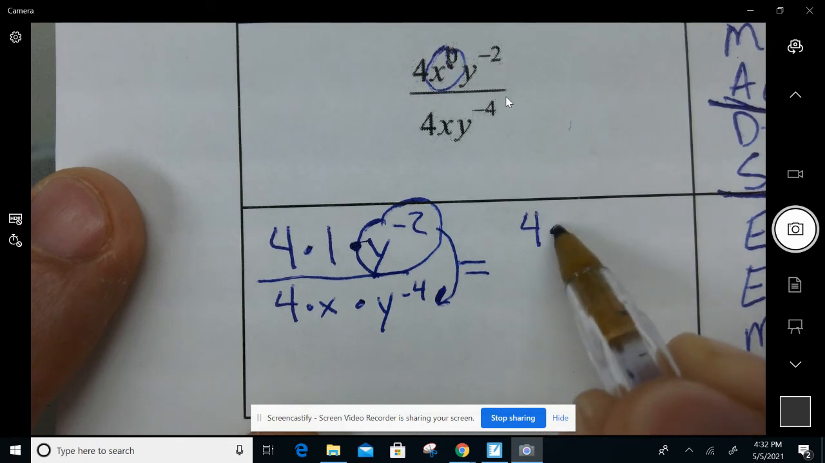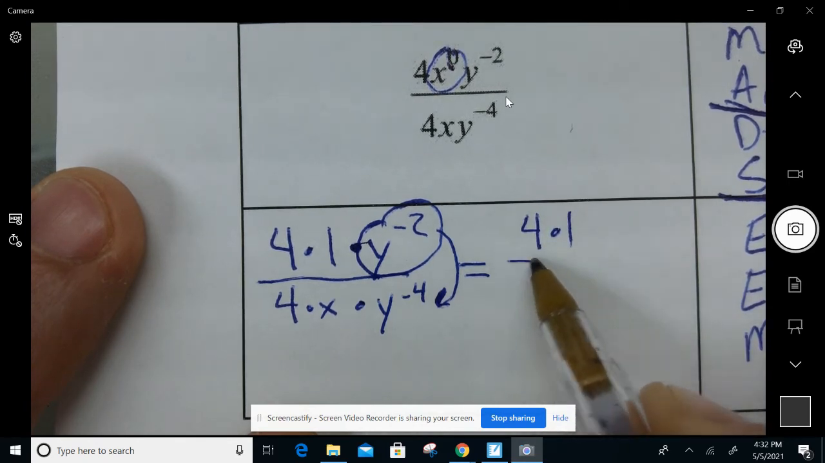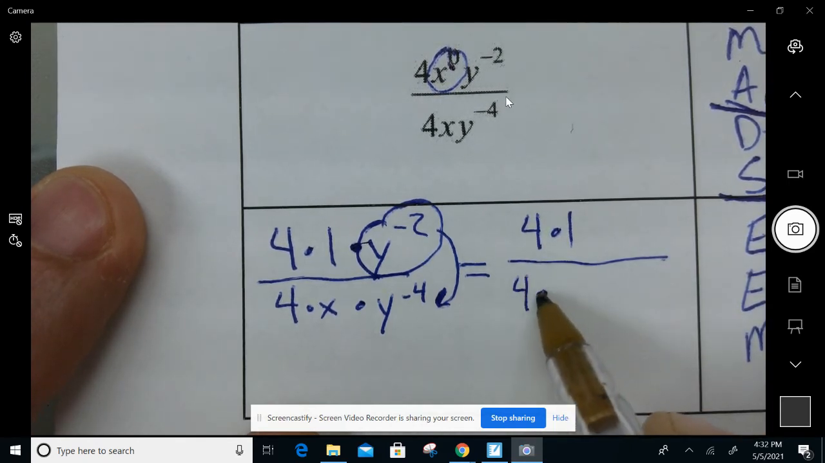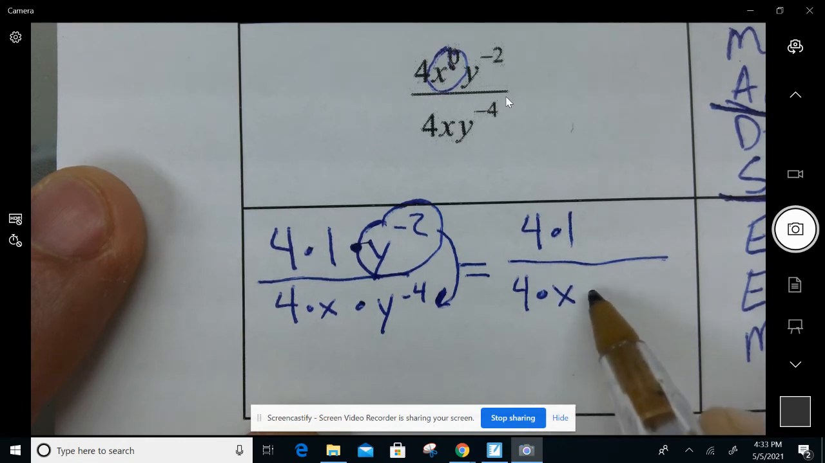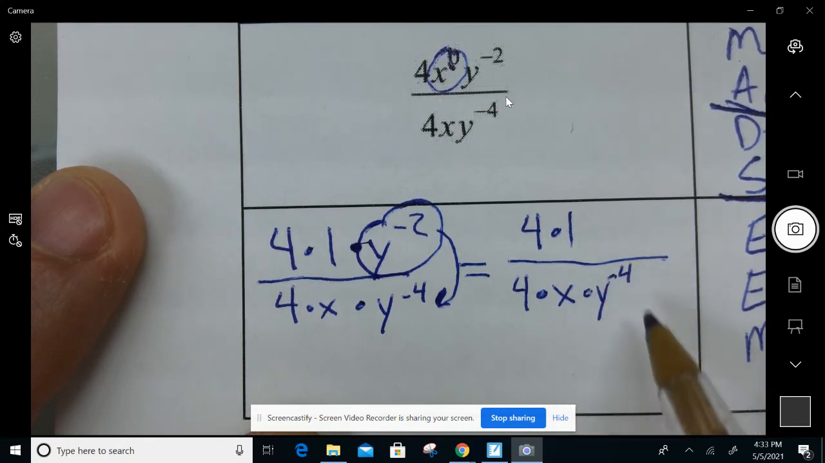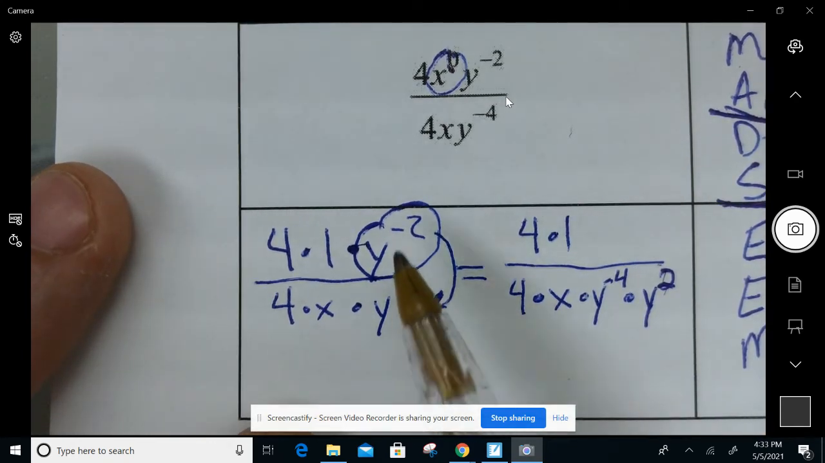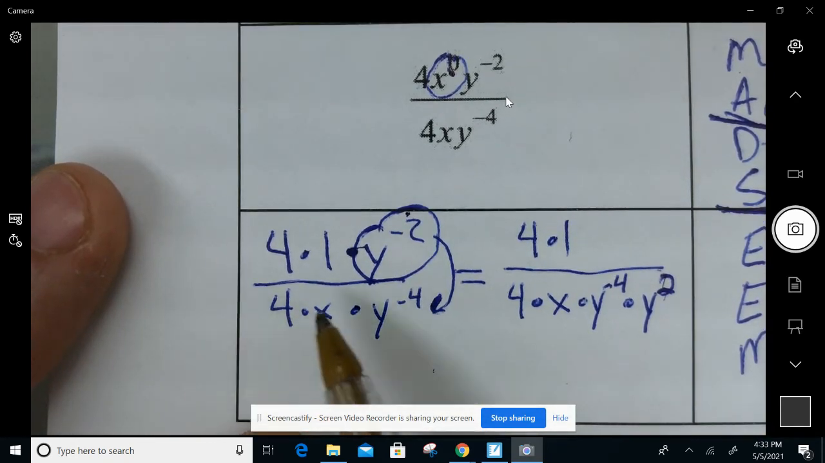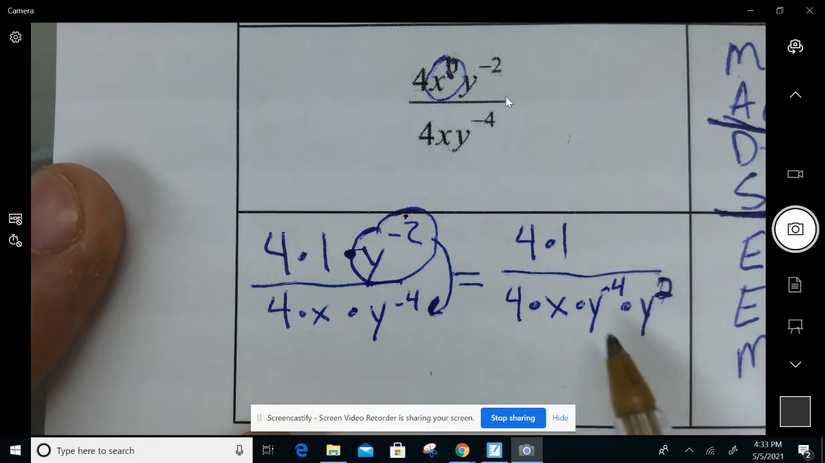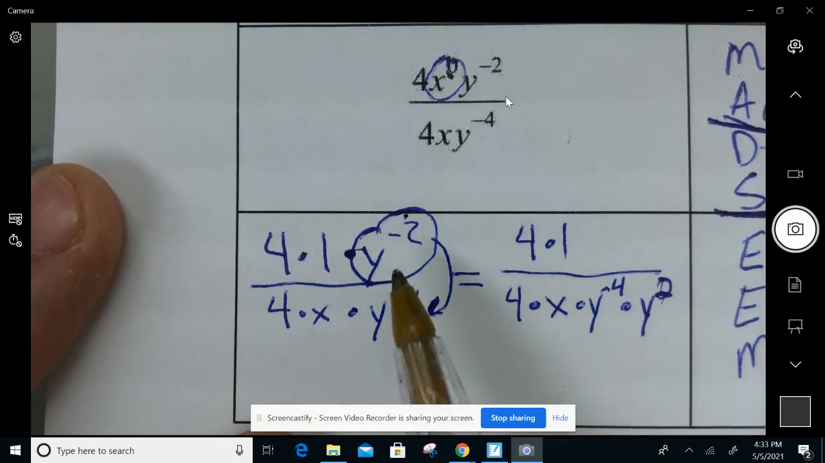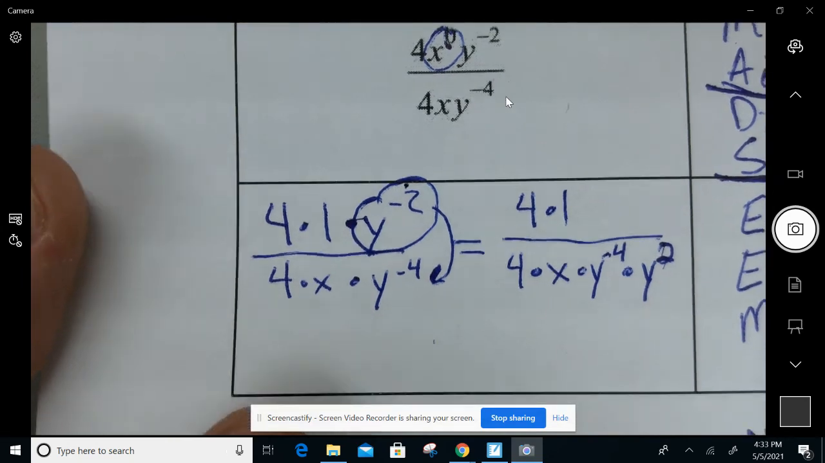4 stays. 1 stays. Okay? 4 on the bottom stays. X stays. Y to the negative 4th stays. And now we have y squared. Notice it became positive. Notice everything else on the bottom stayed. The new thing is positive. It crossed the fraction. Okay?